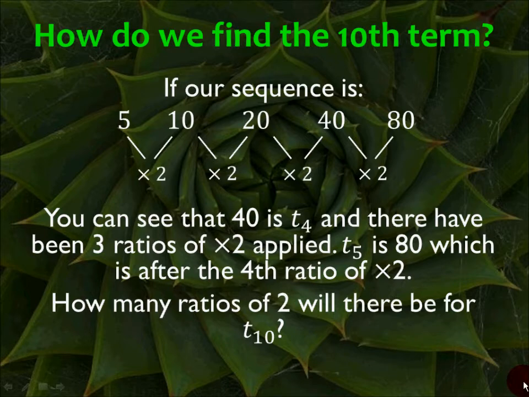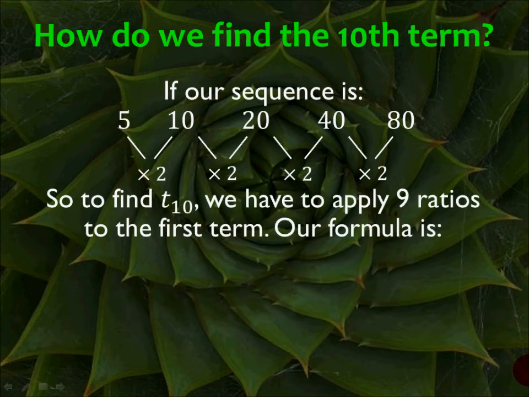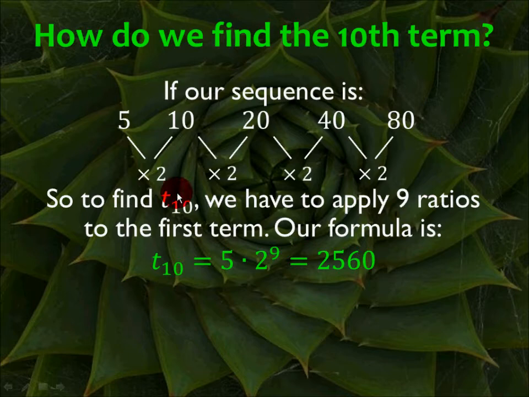How many ratios of 2 will there be for T10? From T1, you will multiply by 2 9 times. So, 10 minus 1, the difference is 9. And that's how many ratios you're going to apply. What if we want to find a formula? We apply 9 ratios. So, if you want to express that, you would take the first term, 5, times the ratio, times 10 minus 1, because that represents the difference in terms. That comes out to 2,560.